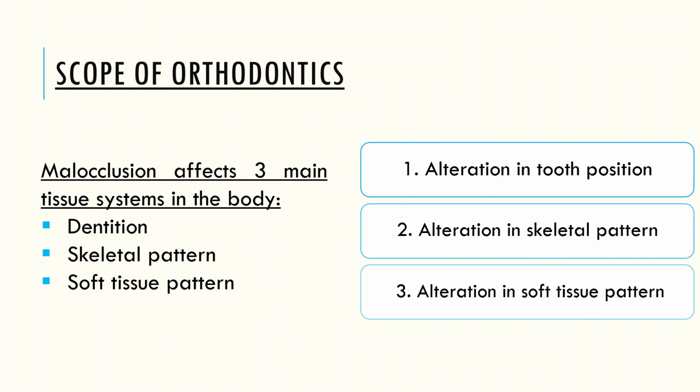Alteration in the skeletal pattern. Malocclusion can also involve the maxilla and the mandible along with the teeth. Such kinds of malocclusions are called skeletal malocclusions. This leads to skeletal disharmony in the form of deviation in the size and the position of the jaws, as well as the relationship of the upper and the lower jaw.